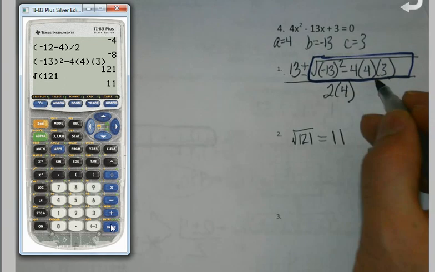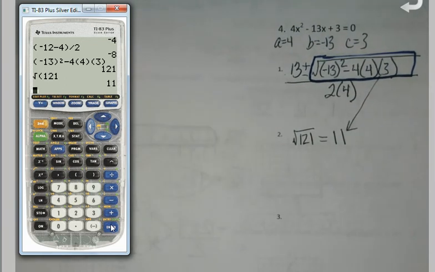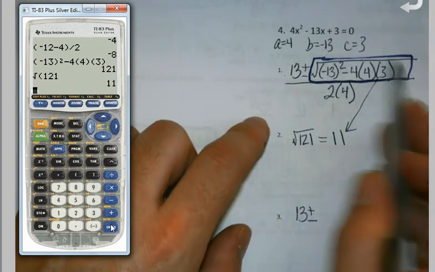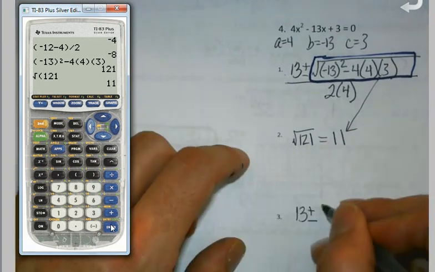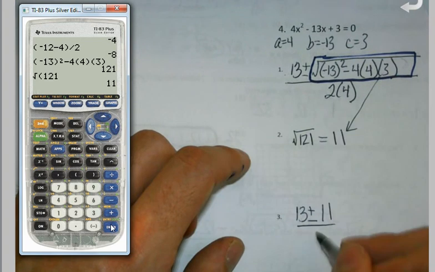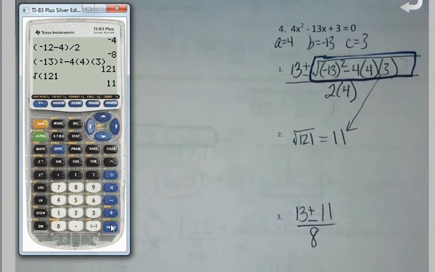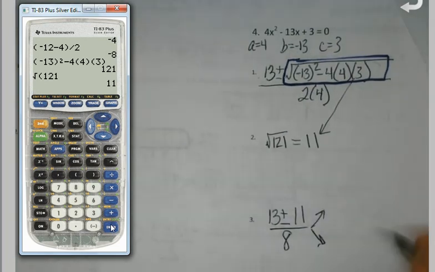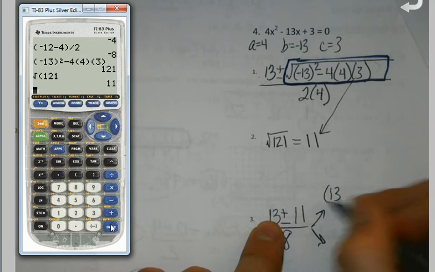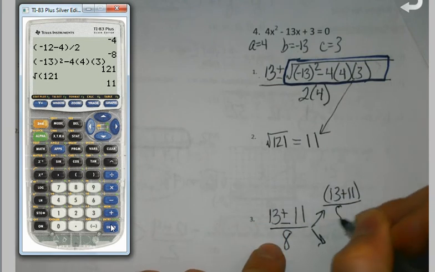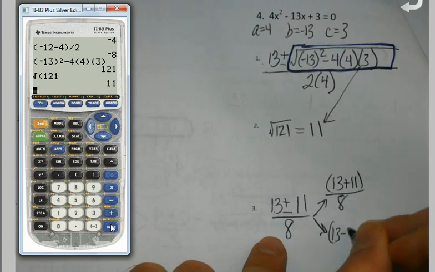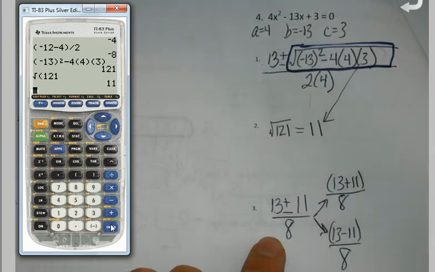And then my last part, since that's what I calculated here, is to take my formula, 13 plus or minus, but all of this big thing has turned into 11. And 2 times 4 is 8. So it turns from something really big into something really small quite quickly. And once I have that, I've got 13 plus 11 over 8. And I have 13 minus 11 over 8.